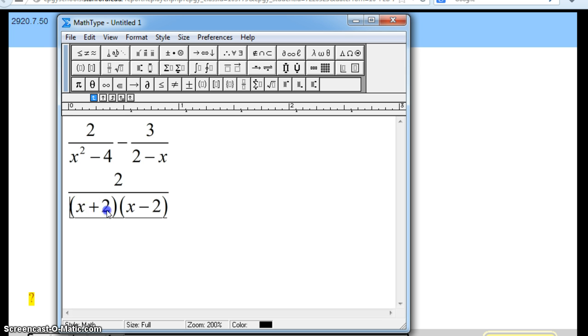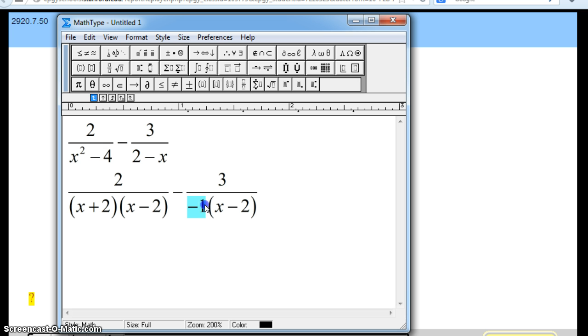So this is what we get when we factor. And then we have minus 3 over 2 minus x. You can see that 2 minus x looks really similar to these, and it essentially is the same. What happens if you pull out a negative? Well, you could rewrite this as negative 1 times x minus 2, right? Negative 1 times x gives negative x, and negative 1 times negative 2 gives positive 2. So this is the same thing as negative 1 times x minus 2.